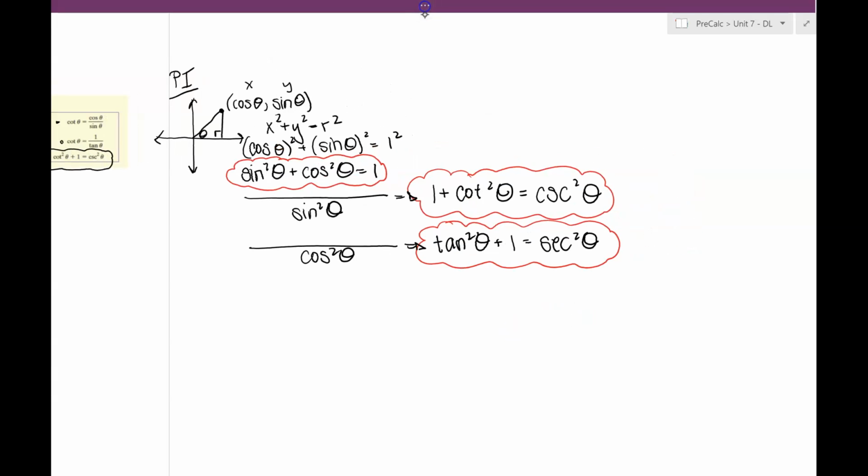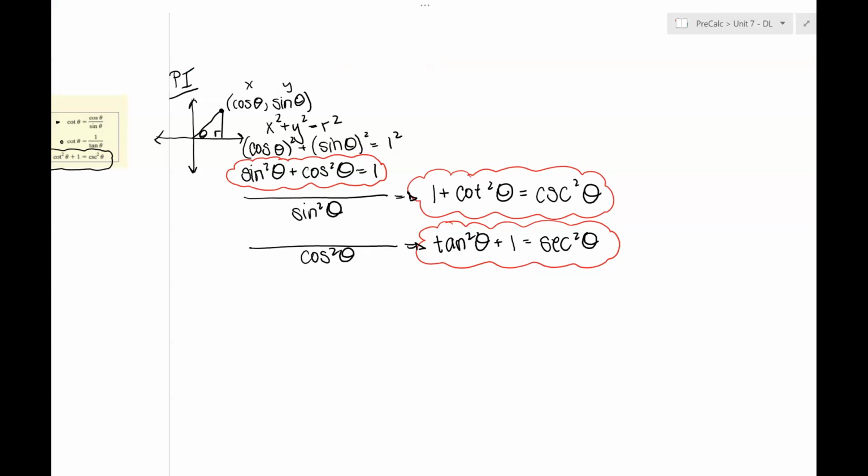And then it should be noted that you can move things around, and sometimes you'll need to. If we have sine squared plus cosine squared equals 1, you can also have cosine squared theta equal to 1 minus sine squared theta. Sometimes you'll need this for proofs as we move along, and sometimes for solving. And also, sine squared theta can equal 1 minus cosine squared theta.